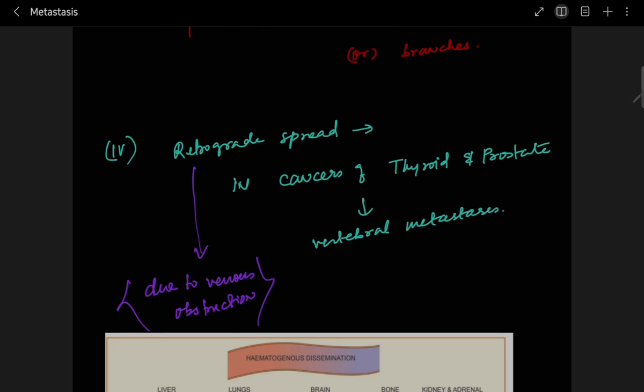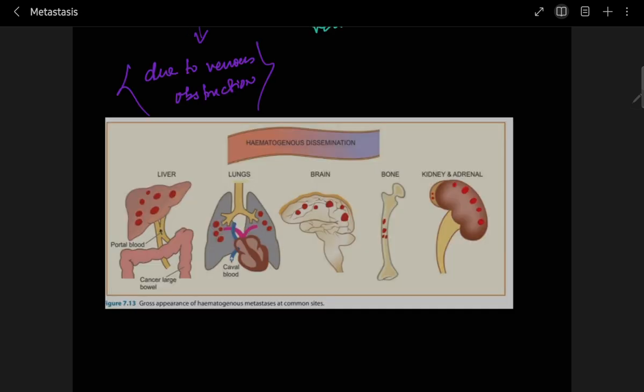So these were some 4 important features of the hematogenous spread which we came across, right. All you can see here is this hematogenous dissemination. This is a gross appearance of the hematogenous metastasis, and a common site is the liver, and you can see from the intestine the portal blood is going and draining the liver, right.